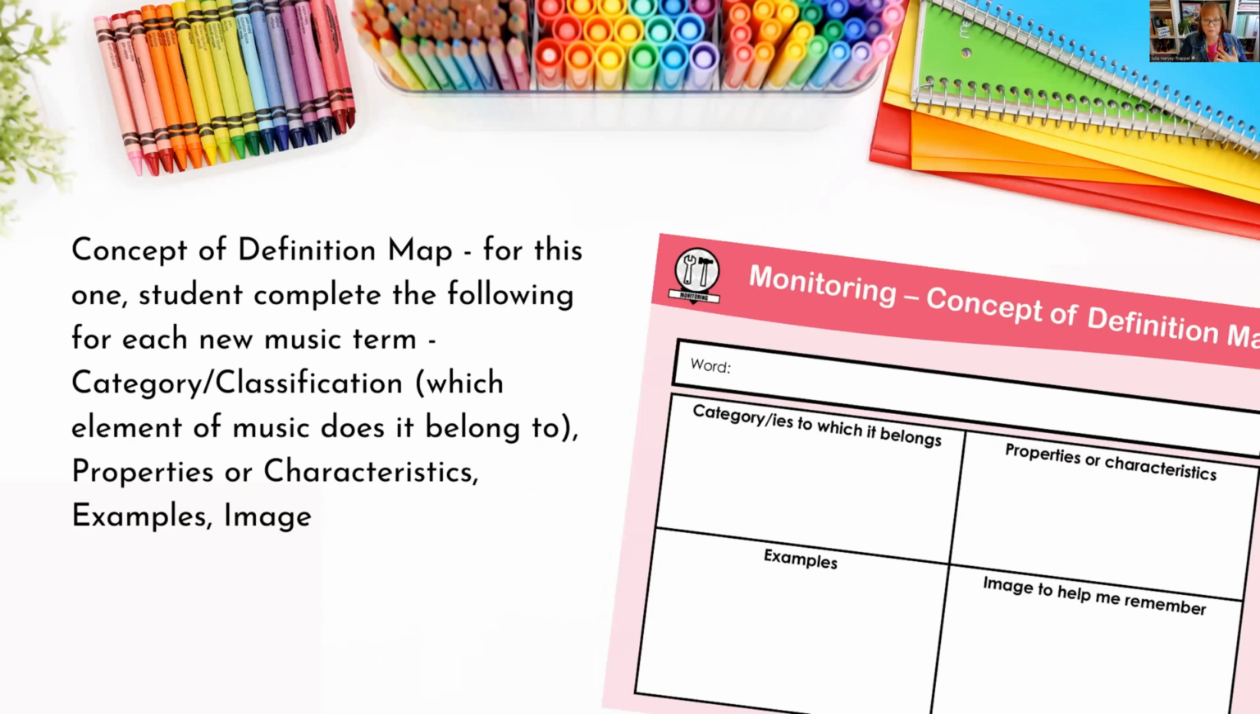All right, and concept of definition map, I do like this one. I use this one a lot myself. For this one, students complete the following each one. So category, which is the element of music. Okay, so again, your word. So say again, I'll use fortissimo. The word is fortissimo. The category to which it belongs is the element of music, so that would be dynamics. Properties or characteristics, you could do the signs. You could do the definition there, okay? And then examples. Again, you could have pieces of music that use fortissimo or have a fortissimo section, and again, an image to help them remember. And that's, again, something very personal for the kids. But again, it helps them remember.